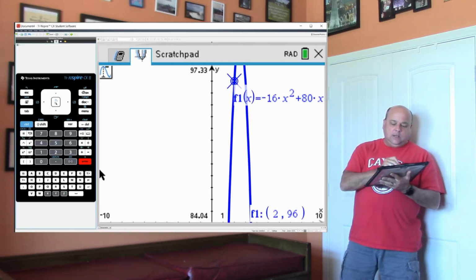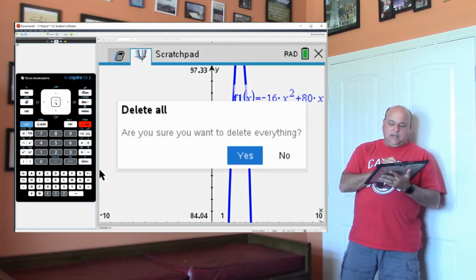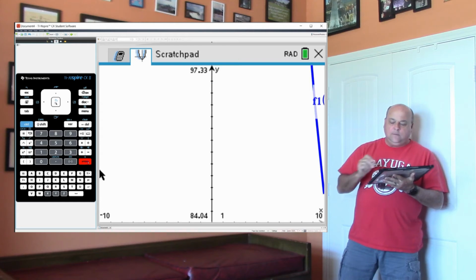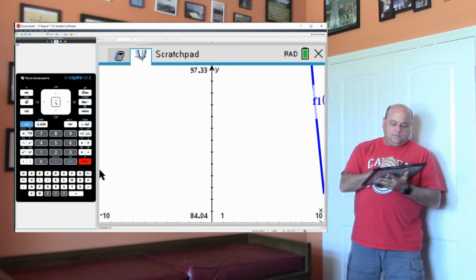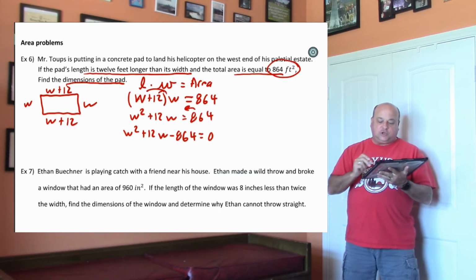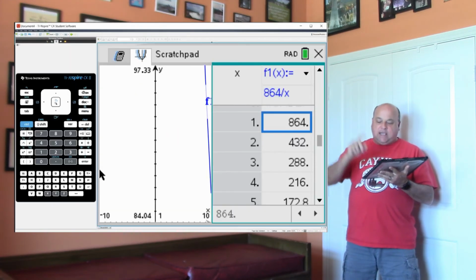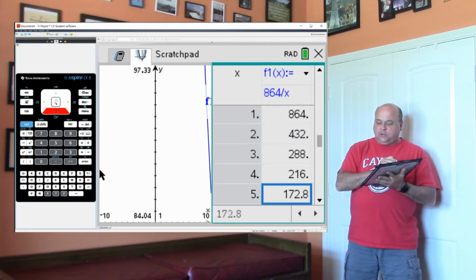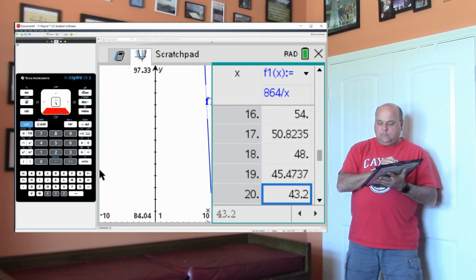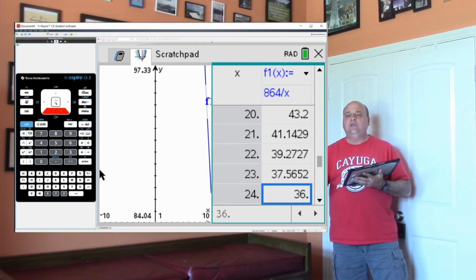So go to your calculator, delete, delete, delete, hit enter, and then we're going to graph, hit tab, 864 divided by x. Hit enter, and now then we're going to hit Control T. Now then, this is going to take a while. We need to subtract and get 12. So we're going to keep hitting the down button until the number subtracted give us 12. Right there, 24 and 36. So at 24 and 36, I subtract and get 12.